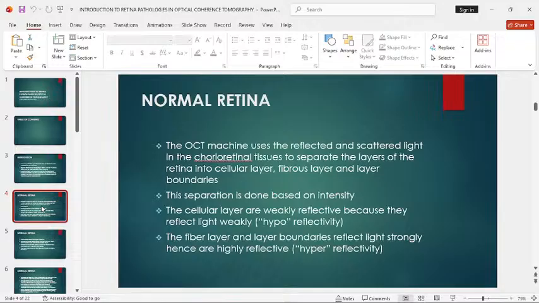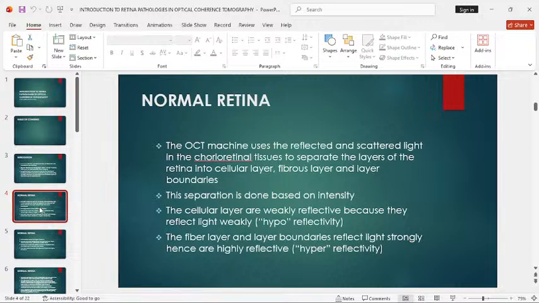Now, the normal retina: the OCT uses reflected and scattered light in the chorioretinal tissue to separate the layers into three basic layers. We have the cellular layer, the fibrous layer, and the boundaries. When the OCT probe brings light to your retina, the way the light bounces back helps us to understand if we are looking at the cellular layer, the fibrous layer, or the boundaries. This separation is done based on intensity. So the intensity of light tells us if we are looking at the cellular layer, the fibrous layer, or a boundary.